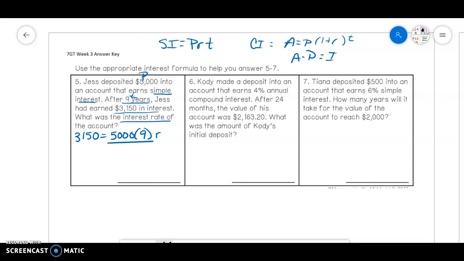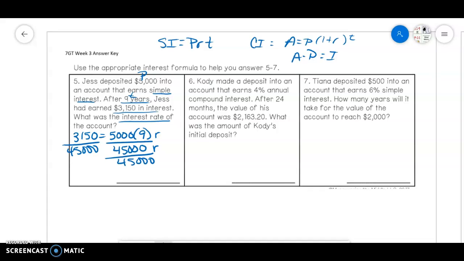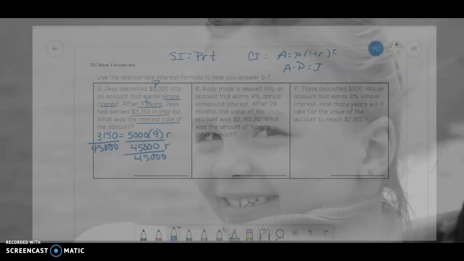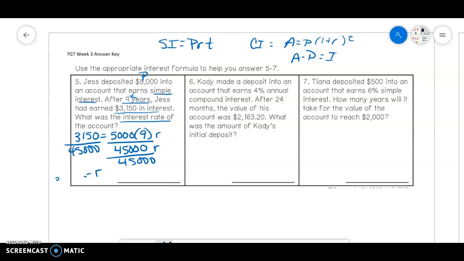So 5,000 times 9 is 45,000. And we're going to divide 45,000 on both sides. And that's where your calculator comes in handy. So we can go 3150 divided by 45,000. And if you downloaded this app, remember put a decimal and it'll change it to a decimal answer. Now 0.07, that's our decimal. And remember, we always want to write that as a percent. So our rate is actually 7%.